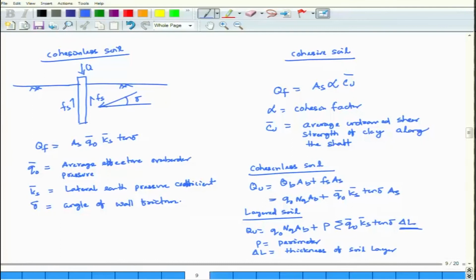So, next part is how do I calculate base resistance and what are the different factors affecting. I think I will stop it here. So, next class I will do other part.